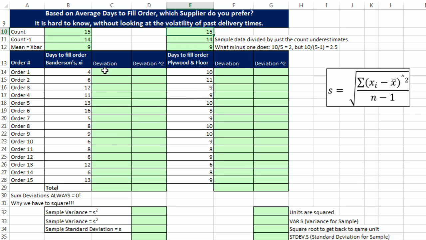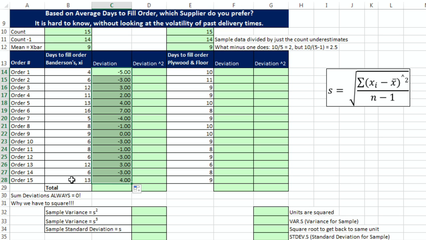Now here's the deviation, right? These are the particular values. So on one occasion, they delivered in 4 days. Another occasion, 6. Another, it took 12 days to deliver. So if we take a deviation equals the particular x minus our mean, and I'm going to hit the F4 key to lock that. That's our deviation. Control Enter, and now we copy this down. I'm not going to double click because I have that total there.